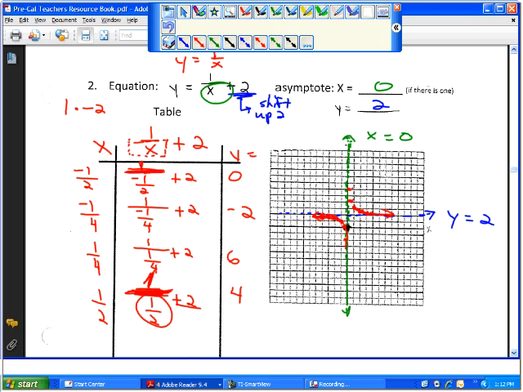And now we can finish our little rational. It never crosses those asymptotes. It's getting closer and closer, but it never really hits. And so we played with things to figure out how to get some good data points to come up with a decent looking rational graph. Okay? Any questions on number 2?